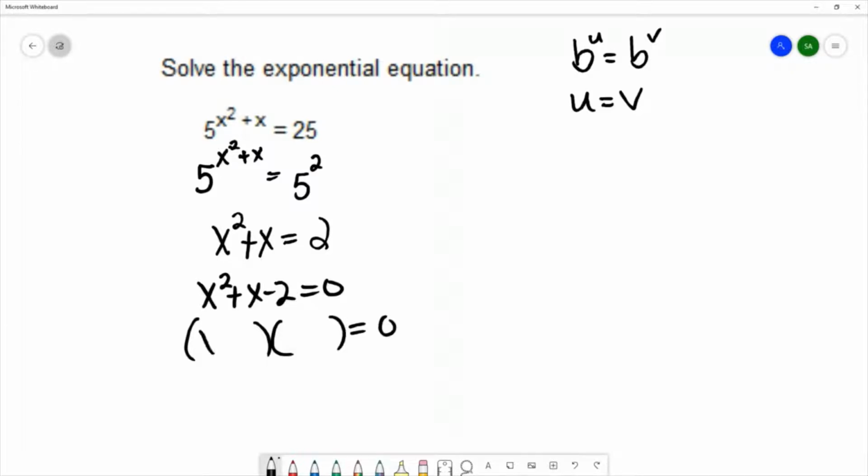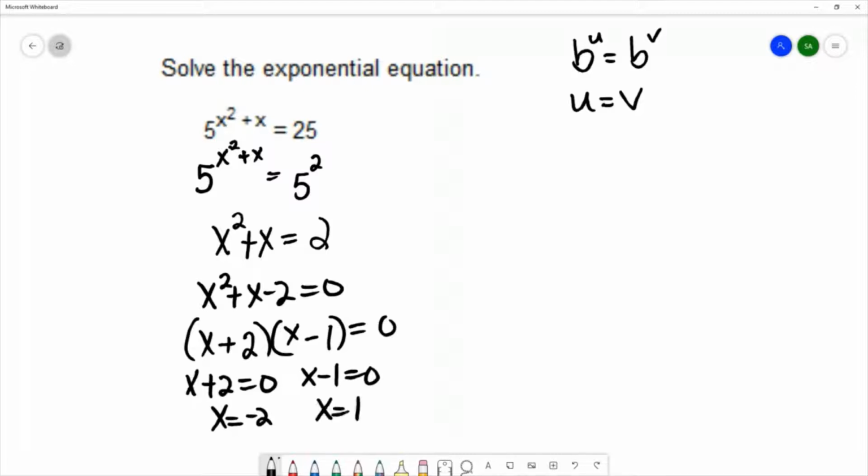Factors of x squared are x and x, factors of 2 are 2 and 1. I'm going to put a plus on the 2 and a minus on the 1. And I can set each one of these factors equal to 0 to get x equals negative 2 and x equals positive 1. These are the solutions to that exponential equation 5 to the x squared plus x equals 25.